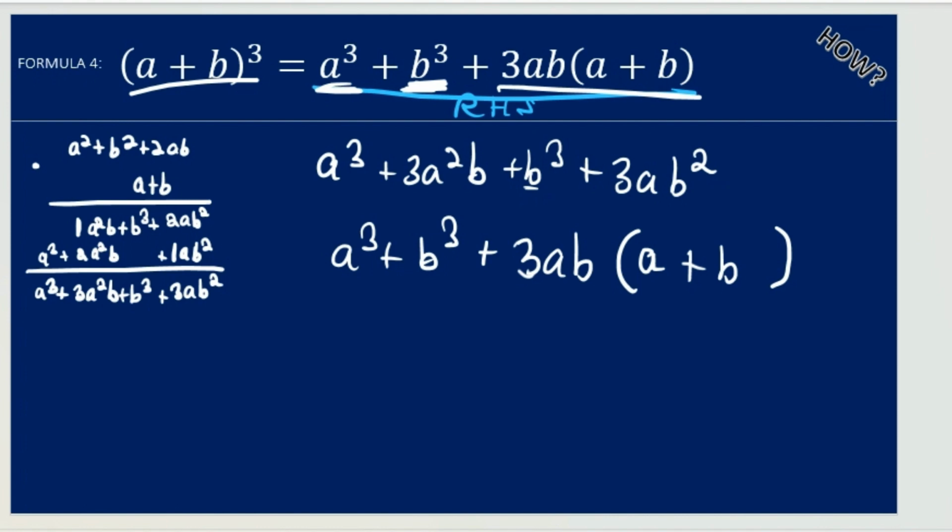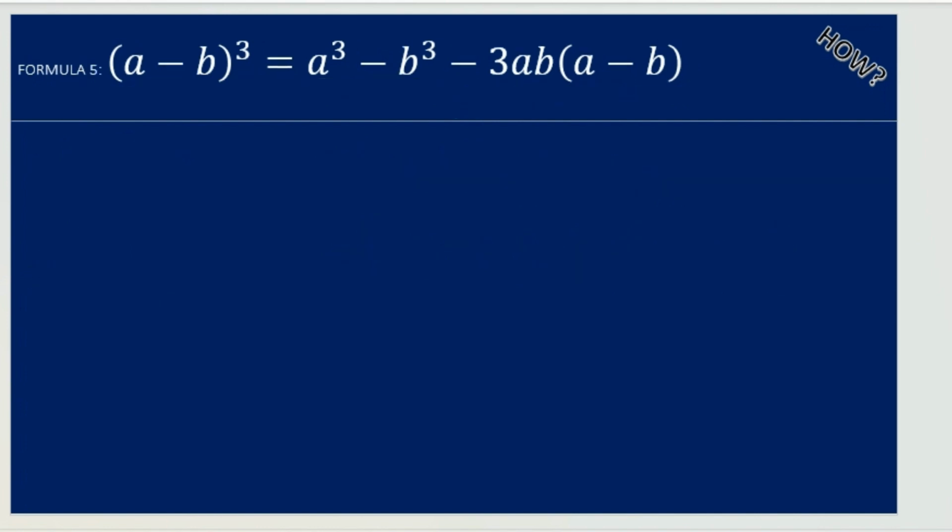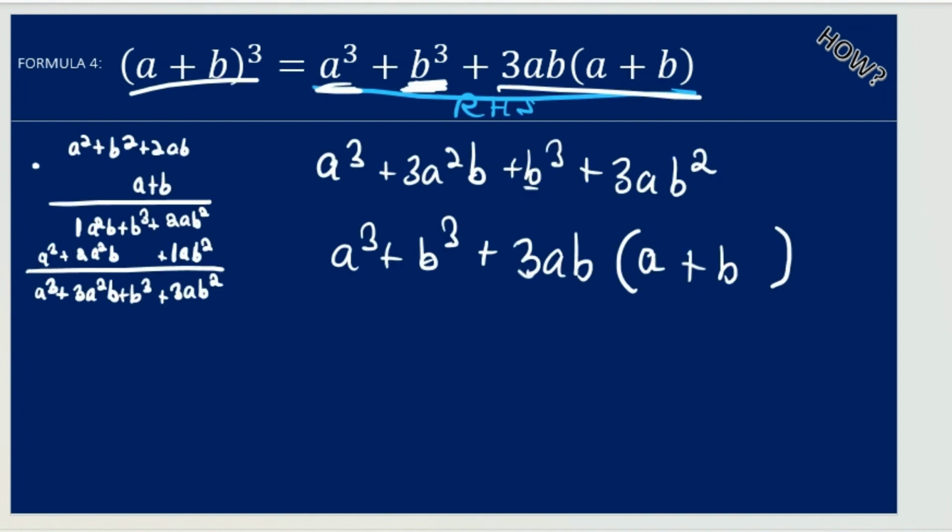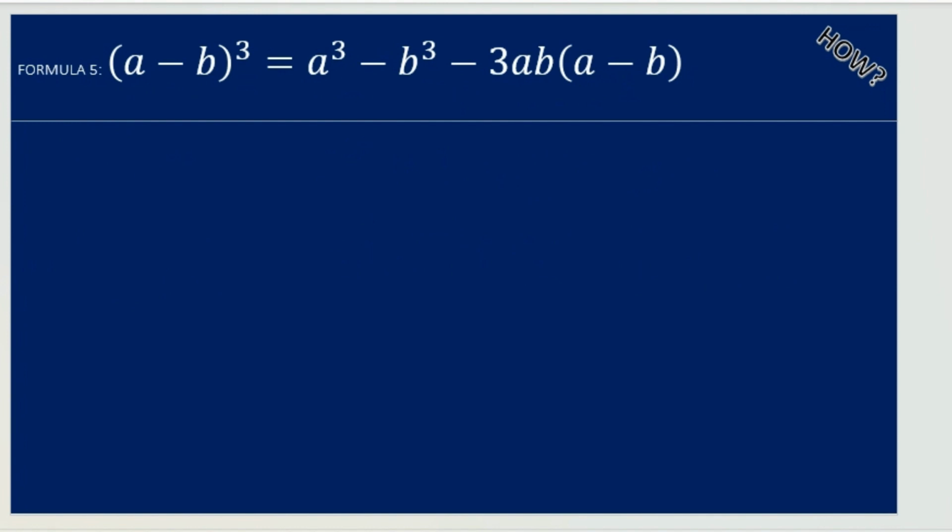So now we're going to move on to formula number 5. A minus b whole cube equals a cube minus b cube minus 3ab times a minus b. So here, a good way to remember this is that the terms and the numbers or variables are basically equal to formula number 4. But the only difference is that every plus sign in the first formula is going to be turned into a minus.